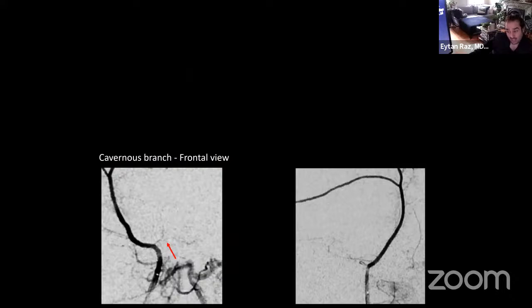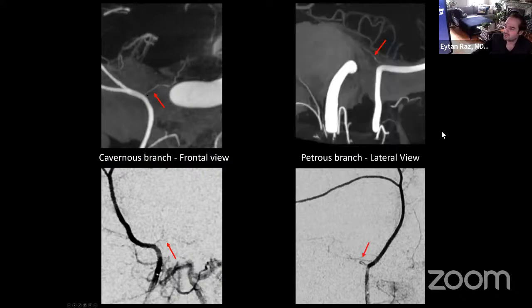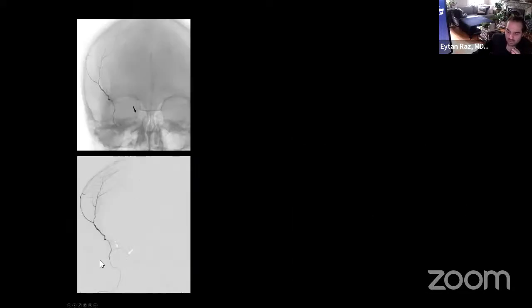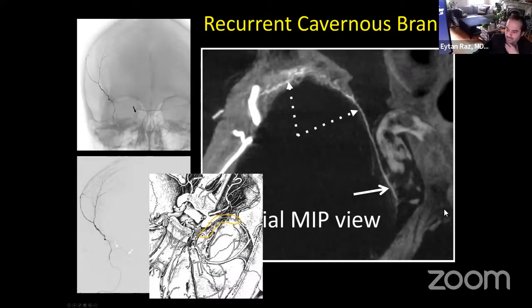Now, there's also another role for MMA embo, which is understanding the dangerous routes. You certainly see them on 2D DSA, but you see much better if you do any sort of other imaging. The cavernous branch, obviously very dangerous. The pituitary branch, obviously very dangerous. Things that we want to avoid. The recurrent cavernous branch, something that is a little less recognized, but essentially anything you see going medially here is going to be dangerous, right? And those are all things that we want to avoid.